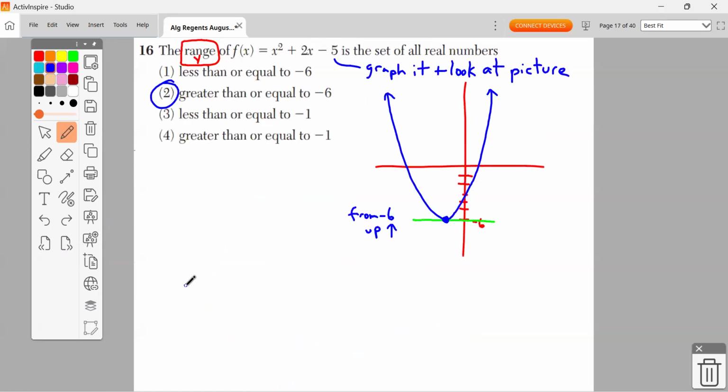In question number 16, range. Domain comes before range, just like x comes before y. So we're looking for the y values. The range of this graph is what? When we graph it, we can see that our lowest y value, our min, is at -6. So it's from -6 on up. So all the values that are greater than or equal to -6.